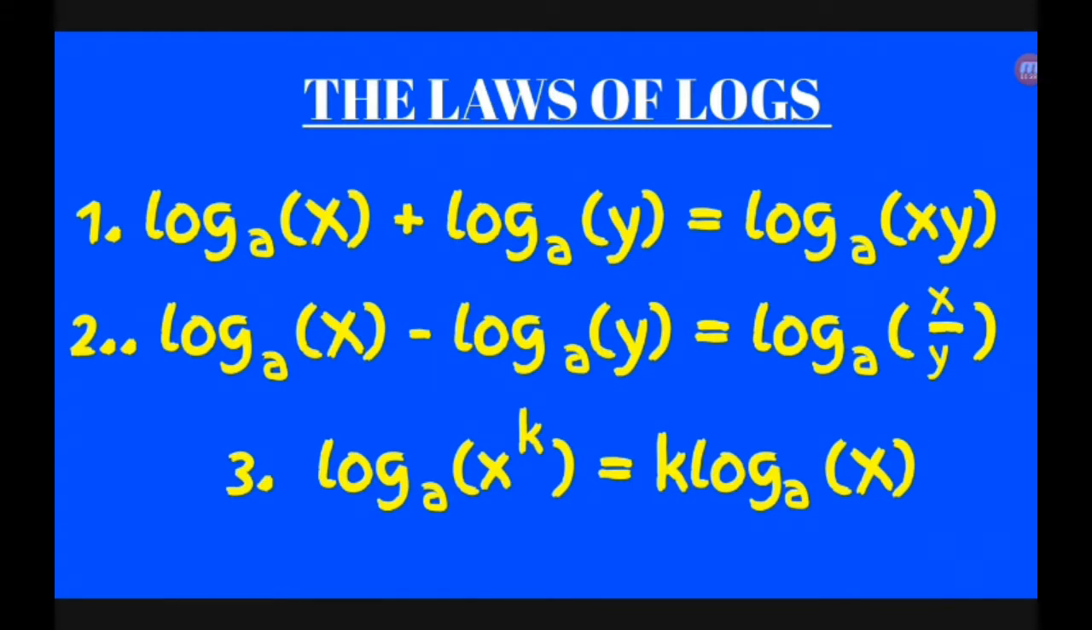So number 2 tells us the complete opposite. So log base a of x minus log base a of y is equal to log base a of x divided by y. And then law number 3 tells us that log base a of x to the power k is equal to k times log base a of x. So get these down, we're gonna need them.